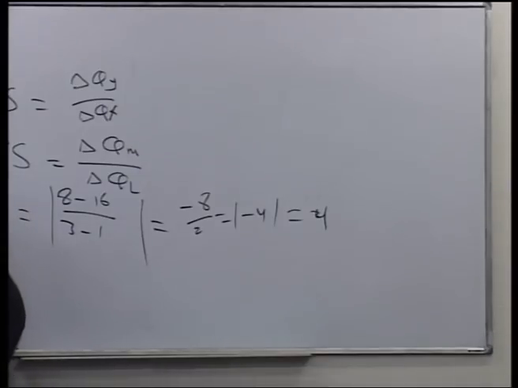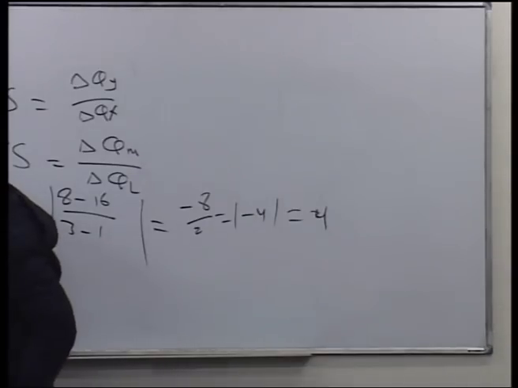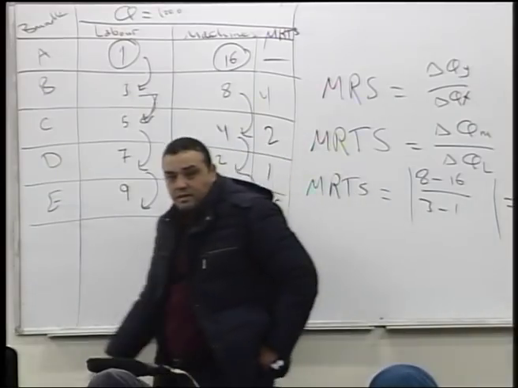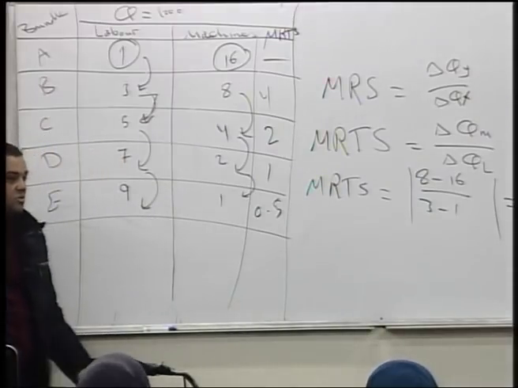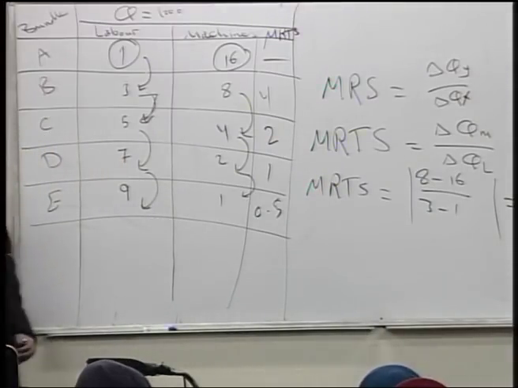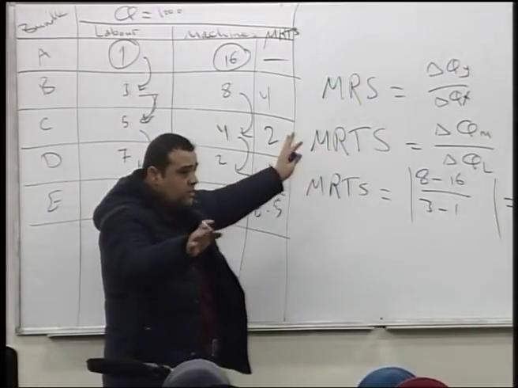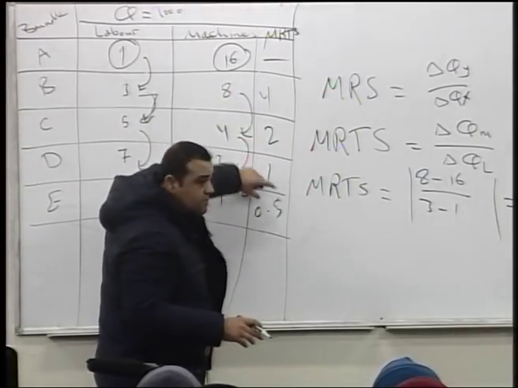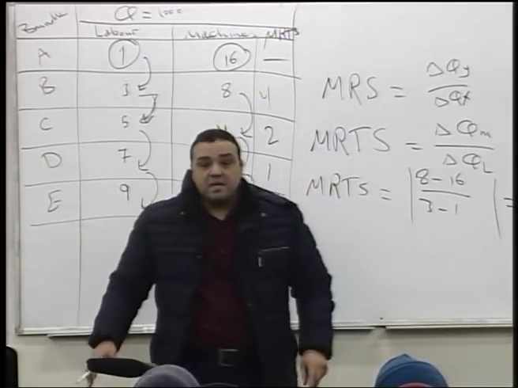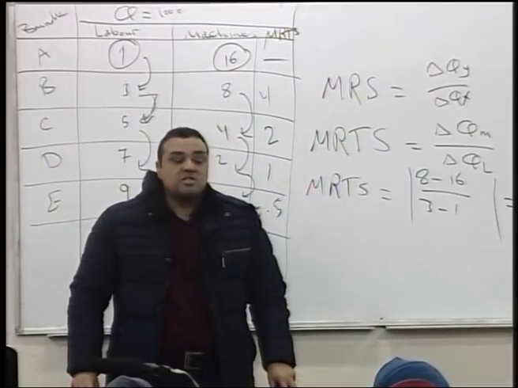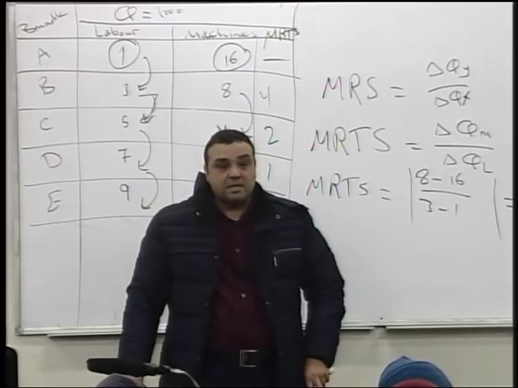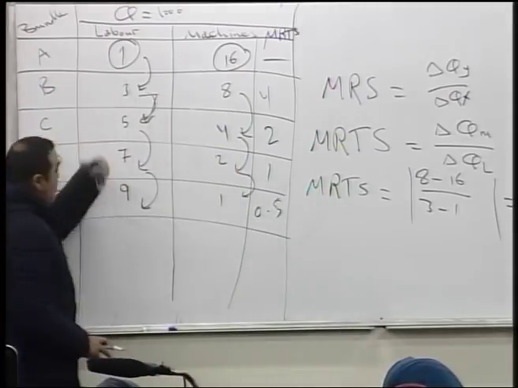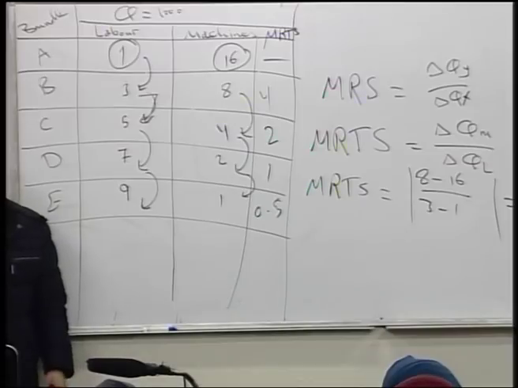Then 4 minus 8 over 5 minus 3, that is 2. Then 2 minus 1, 0.5. And you see, the marginal rate of technical substitution is decreasing. In the normal situation, the marginal rate of technical substitution is decreasing as much as the labor, the number of workers, increases.